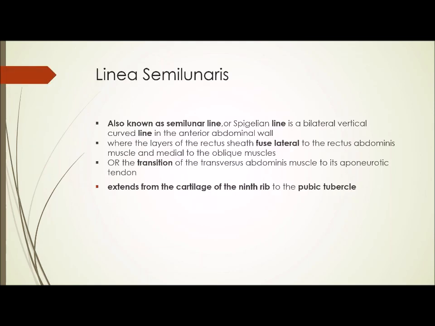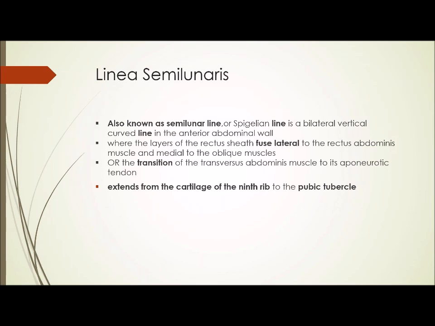First of all, the spigelian hernia. This is one which is not very uncommon. I would say you do find patients with spigelian hernia. If you look at the spigelian hernia, you have to understand what the semilunar line or the spigelian line is all about. The spigelian line is a bilateral vertical curved line in the anterior abdominal wall, right? We talked about that when we were talking about the abdominal wall in the first lecture, right? Before this.